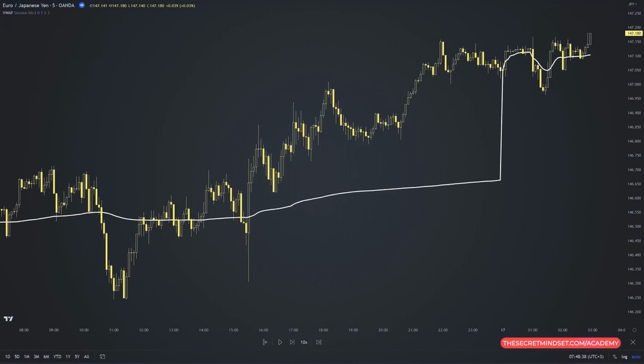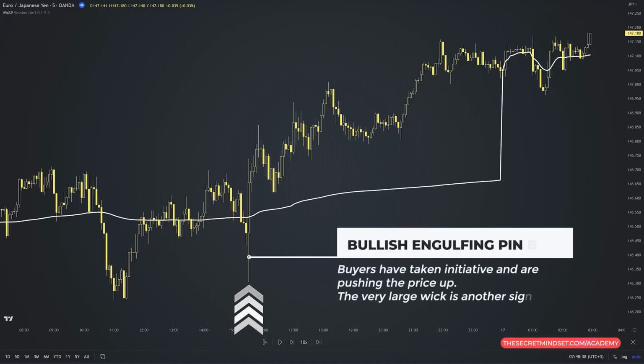We are analyzing Euro-Yen on the 5 minute time frame. Notice that the price was trading above and below the VWAP line, which indicated a period of choppiness, not the ideal market conditions to scalp. But look at this bullish engulfing pin bar formation at the VWAP line, breaking above the line. This shows that buyers have taken initiative and are pushing the price up.